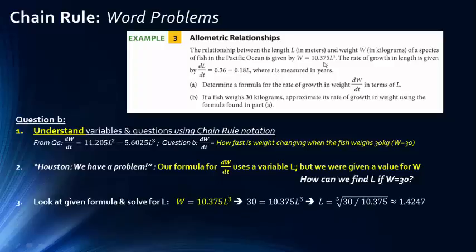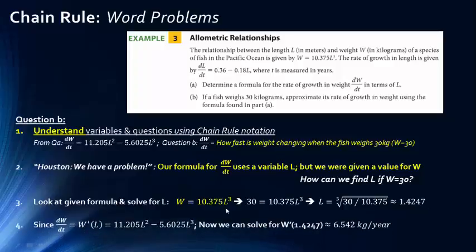So remember our first formula here, W equals 10.375 L cubed. Hey, I can find W if I have the length, or I can find length if I have the W. So plug in the W and then calculate it. So of course 30 divided by 10.375 and then take the cube root of that and we get 1.4247. With that now in our wonderful calculators, we can figure out what the rate is at 1.4247 by plugging it into the formula we found in part A.